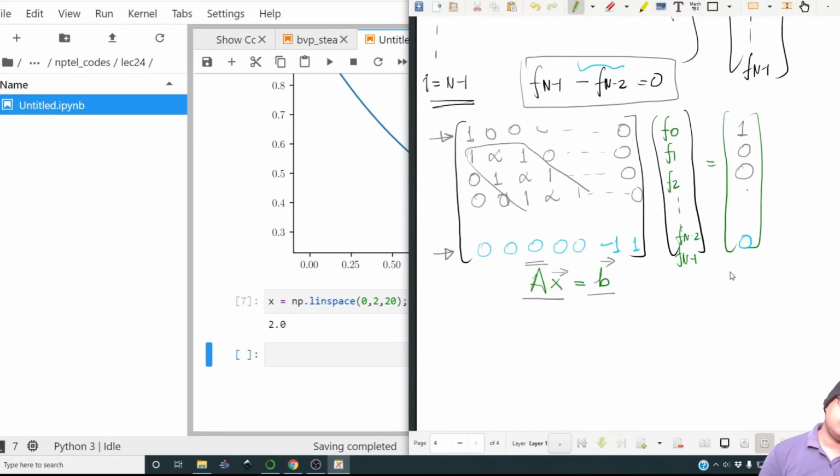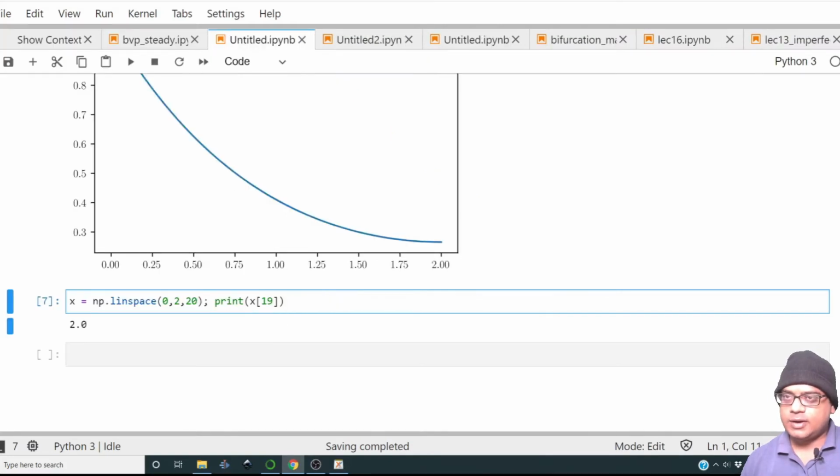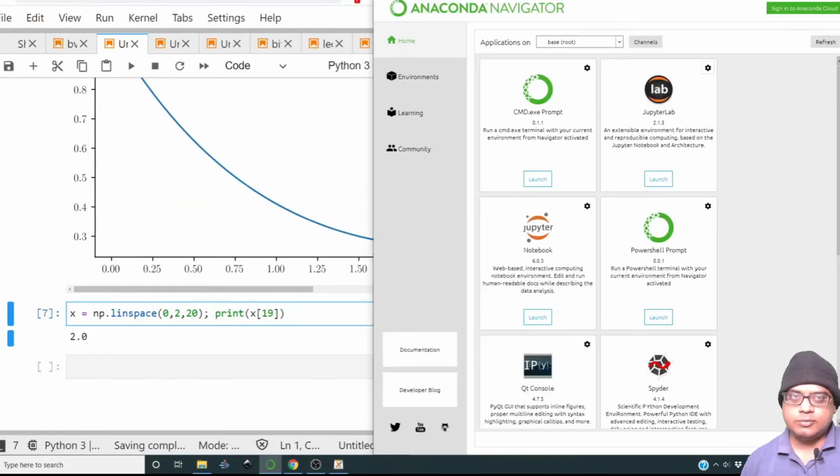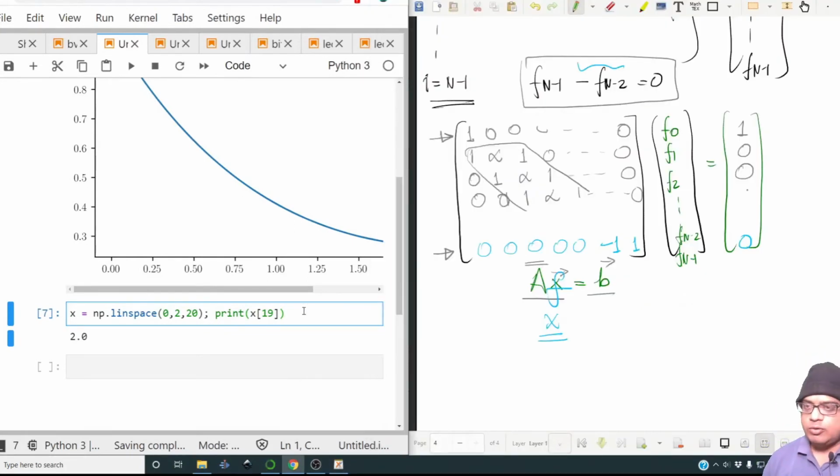So now our task is to construct the matrix A and the vector B, and then solve for x. Over here I'm writing it as x, but it will be really f. Great, so let's go over here. So we do have an expression for x.